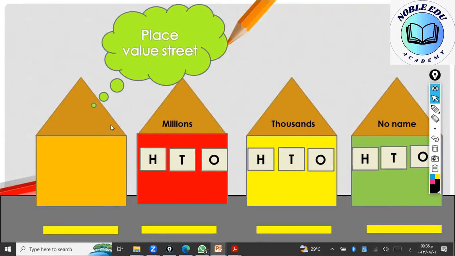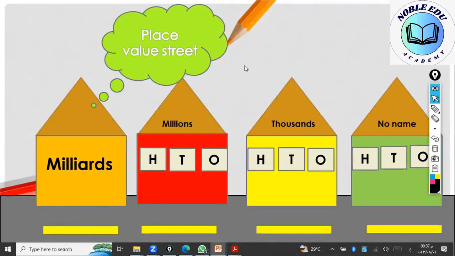And what about the last house? It is called milliard, or billions. So now in the place value street, there are 4 houses: no name, thousand, millions, and here you have milliard.